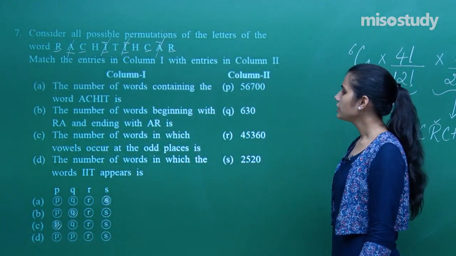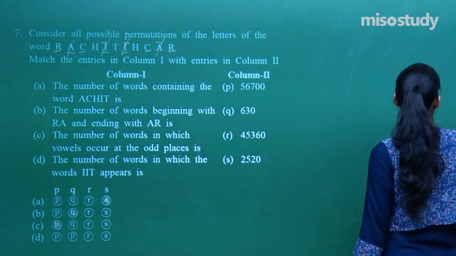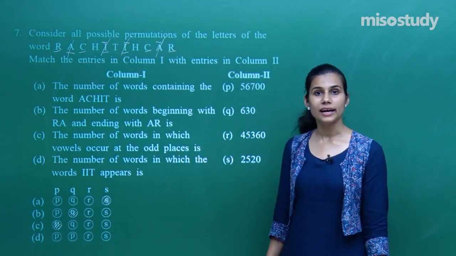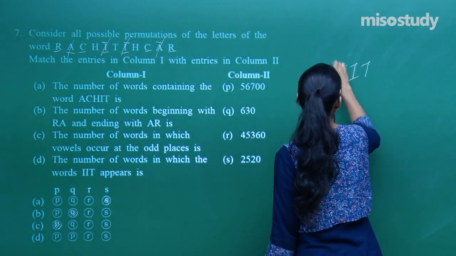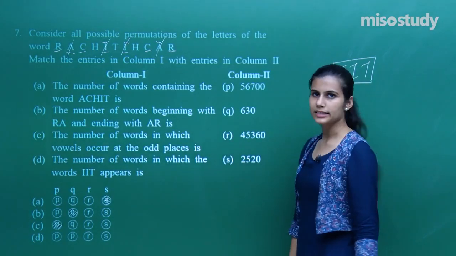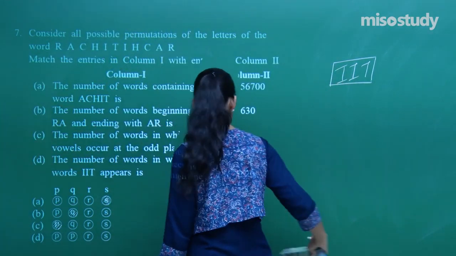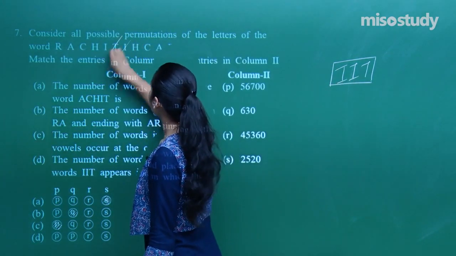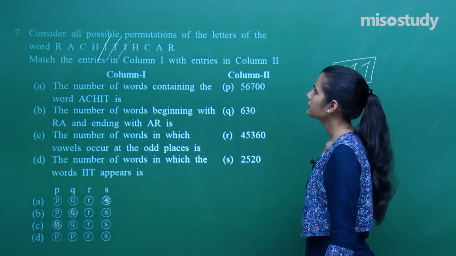Then it is saying the number of words in which the word IIT appears. Now when I am talking about IIT, if I want this to occur, I am going to just consider this as one single letter. Now that I have considered IIT as one single letter, I gone, and T gone. I am now left with 1, 2, 3, 4, 5, 6, 7, 8.